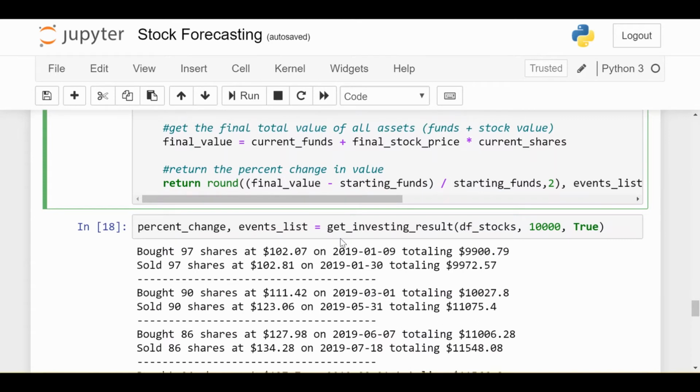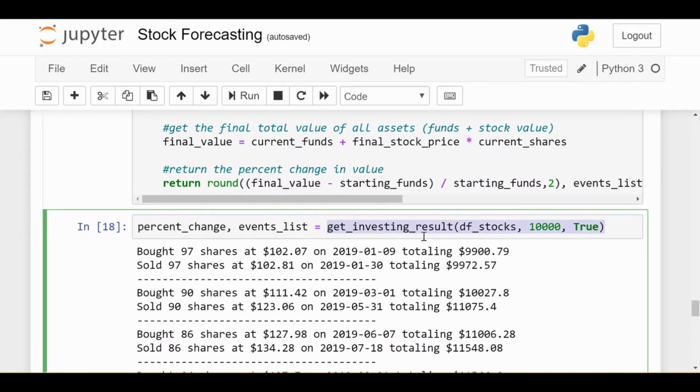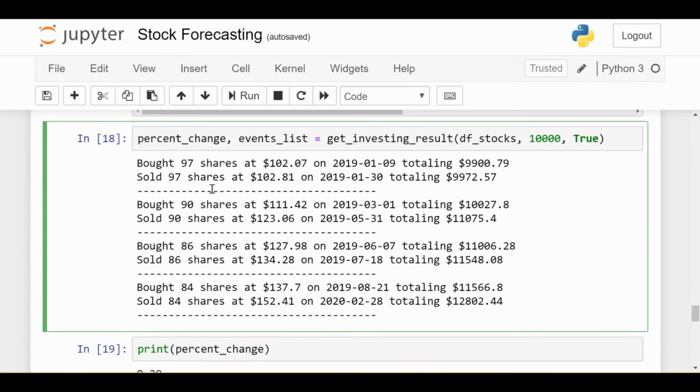So I have some print statements in here so we can better understand exactly what happened. So I ran get investing result with my data frame, said I have $10,000. And here's all the events that happened. So on January 9th, 2019, I bought 97 shares of Microsoft stock at 102 for a total purchase of $9,900. Then on January 30th, 2019, I sold all of those shares and I made this much. So we can see that there was a profit of about $72 made here.